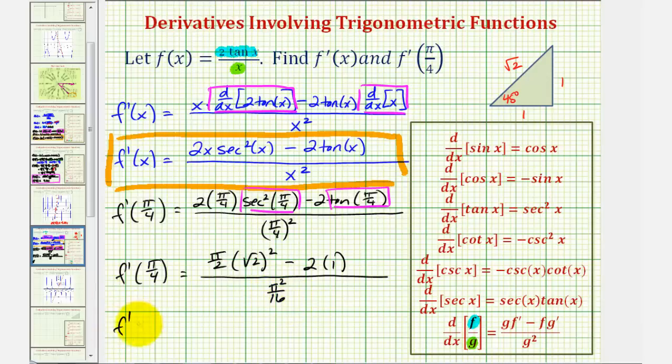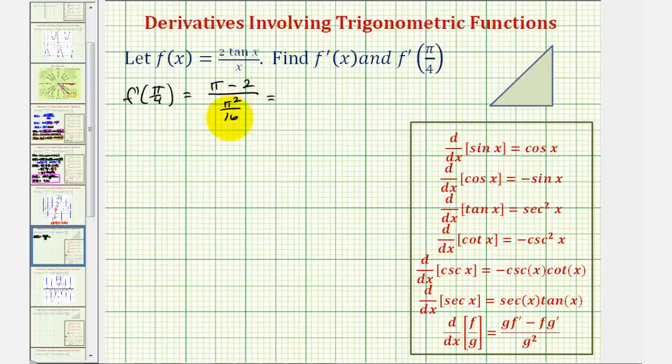So we have f prime of pi over 4 equals, here we have square root 2 squared, that's 2. Pi over 2 times 2 is just pi. So we have pi minus 2 divided by pi squared over 16. Let's continue simplifying this on the next slide.